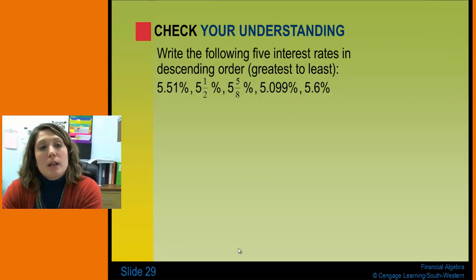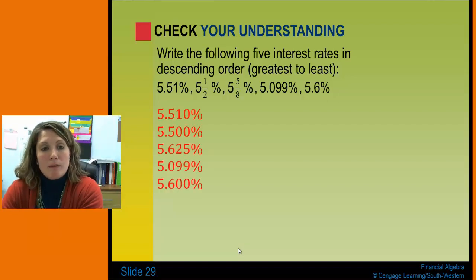Your first check your understanding. Write the following 5 interest rates in descending order, which is greatest to least. And as I look at this, I believe I have it backwards, but we can fix that. So 5.510, again, I took all of my fractional pieces and turned them into decimals.